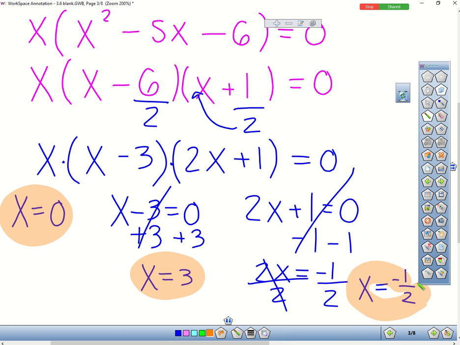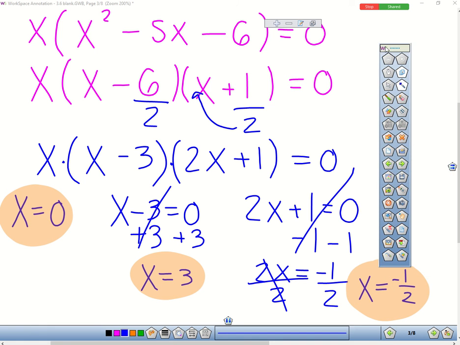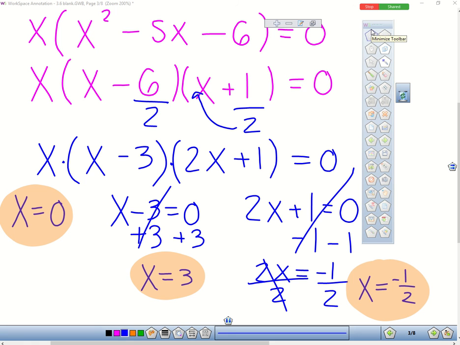Can anybody tell me what these actually represent on the graph? They represent where we hit the what axis? X. Good, the x-axis. So in this particular cubic polynomial, this is where we hit the x-axis. Does anybody have any questions about this part so far?